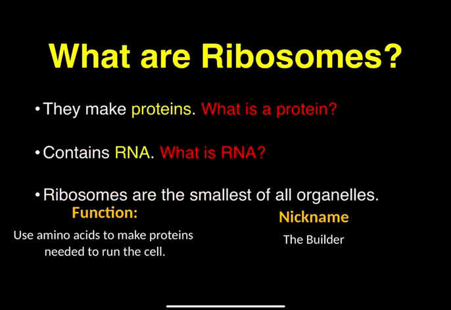So what are ribosomes? They make proteins. What are these proteins? They're basically the building blocks for everything the cell needs to function. And they also contain RNA. If you remember from our previous lessons, RNA, or ribonucleic acid, is basically part of this building block. Ribosomes are the smallest of all of the organelles. They use amino acids to make these proteins that are needed to run the cell. Because they build things, such as proteins, we call them the builder.